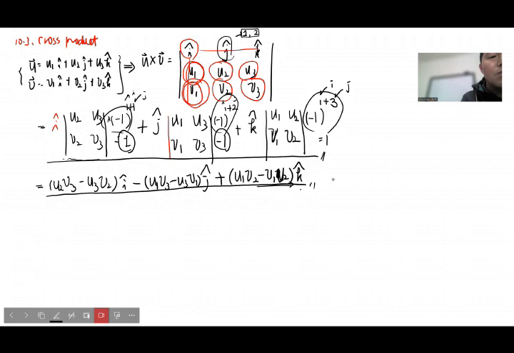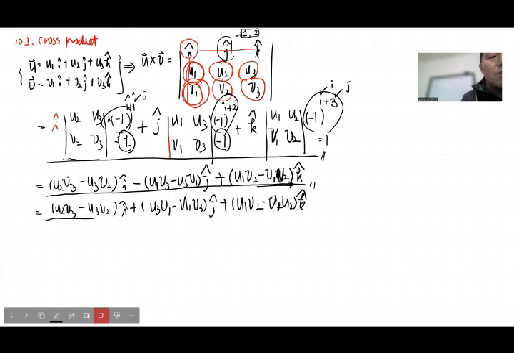You can sometimes just plug this minus sign into this formula, so you can stay consistent with their expression. So that should be U2 V3 minus U3 V2, I, plus U3 V1 minus U1 V3 times J, plus U1 V2 minus V1 U2, the K. So that is the full expression of the U cross product V.